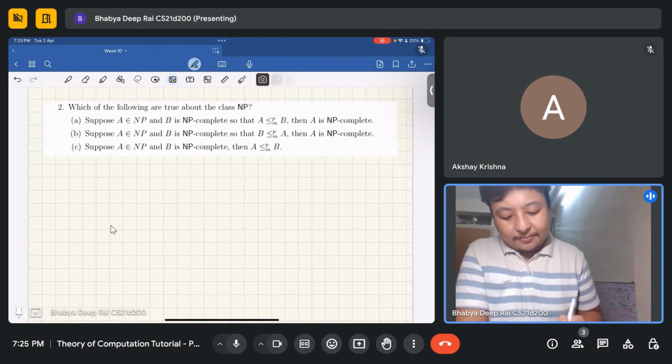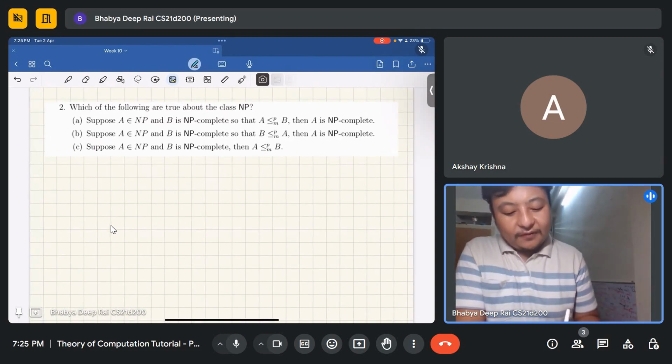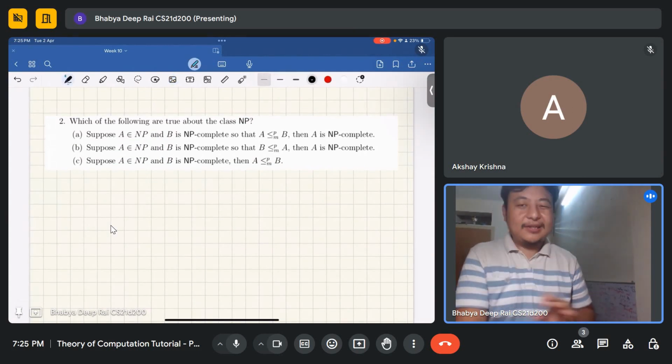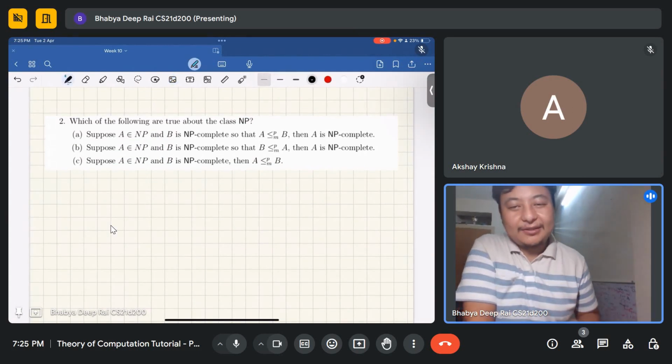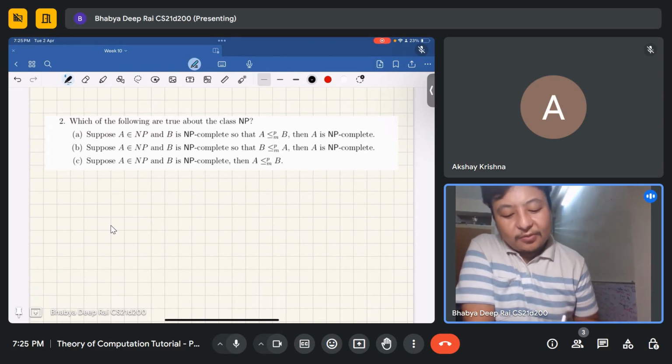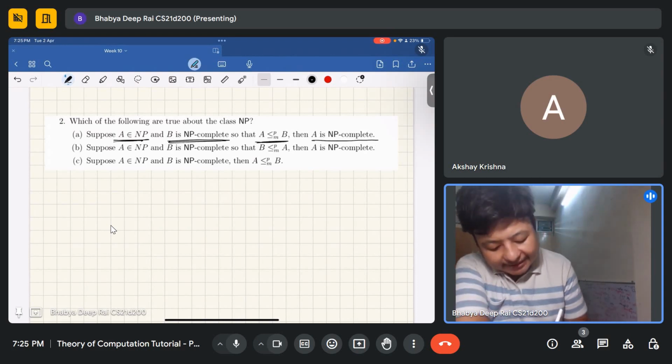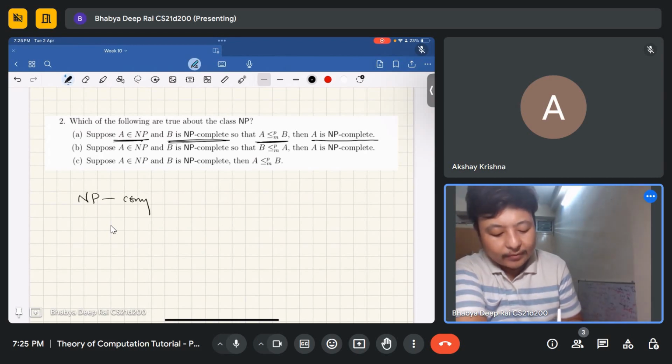But here is a question. Which of the following are true about the class NP? I just want to make sure that this question is covered to understand reductions properly. Suppose A is in NP and B is NP complete, so that A reduces to B, then A is NP complete. Okay, so first, what is NP completeness? First of all, what is reduction?